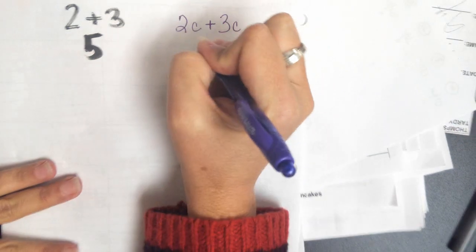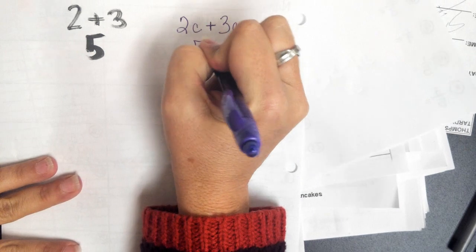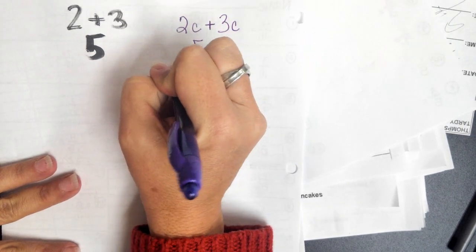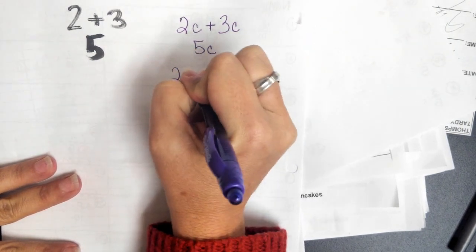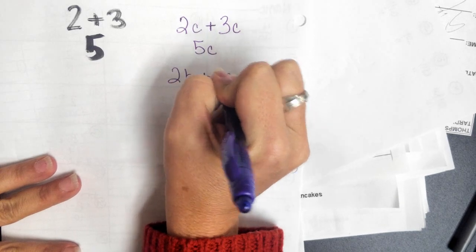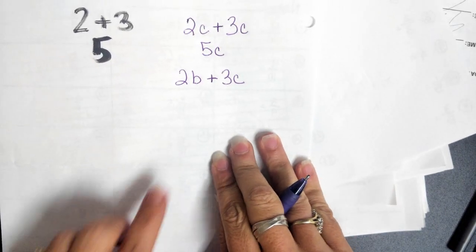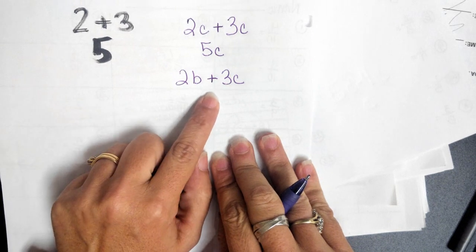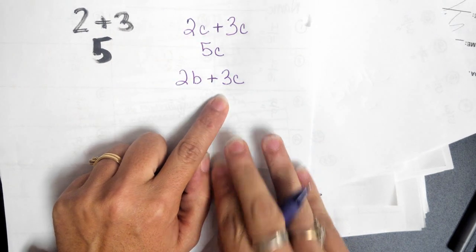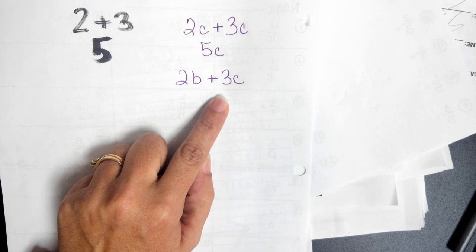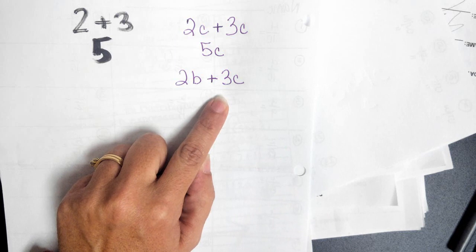Now, here's the first tricky part. If it is something like 2B plus 3C, you can't put it together. That cannot be put together because B and C would be different numbers. So you can't combine them. Cannot combine them. Okay? Yes? Yes, they have to be the same.